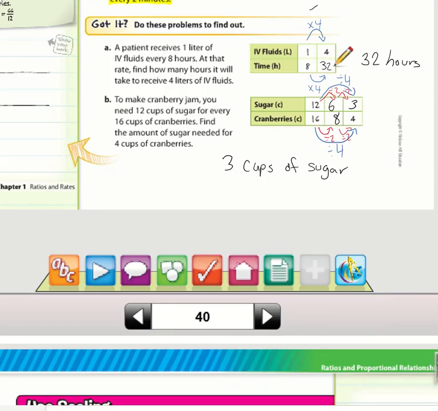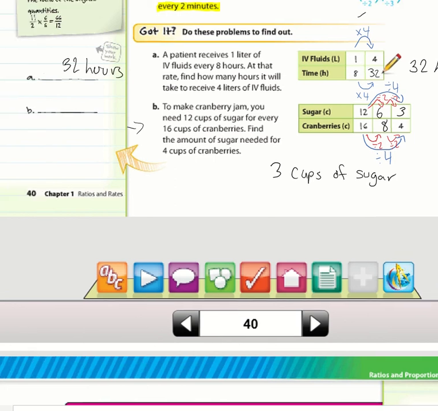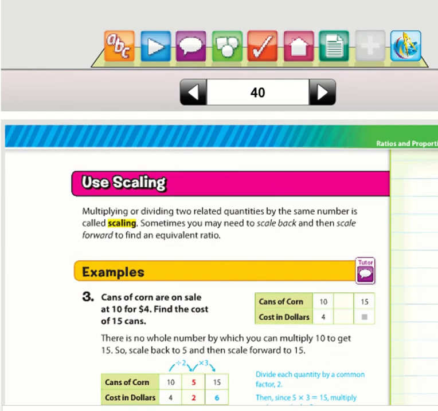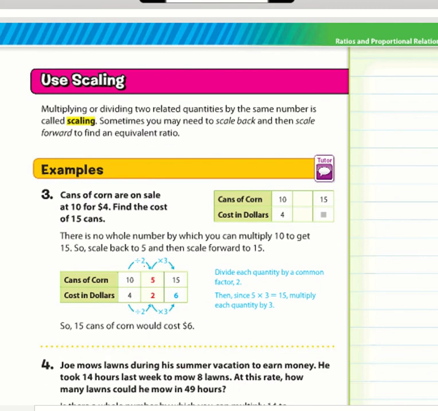But what this is doing here is just getting you prepared for our next activity, which is scaling. Then I believe that means we're going to be multiplying and dividing if need be. It's going to require a lot of thinking. Yeah, multiplication here and division here. Multiplying or dividing two related quantities by the same number is called scaling. Sometimes you need to scale back and then scale forward to find an equivalent ratio.